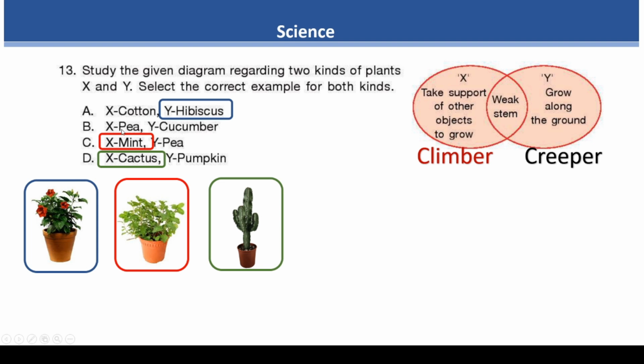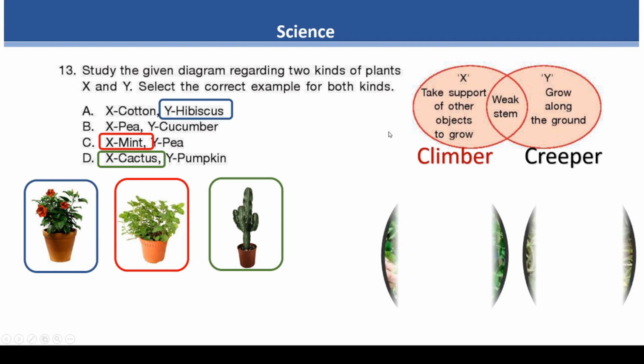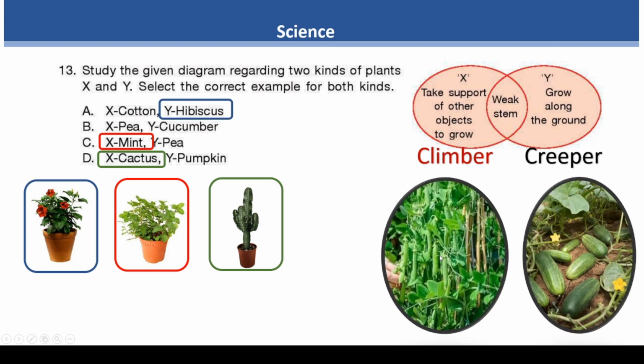Definitely B, which is pea and cucumber. Let's look what is pea and what is cucumber. So pea is a climber because it needs support to grow, and cucumber is a creeper because it just creeps on the ground. So our answer, option B, is the right answer.